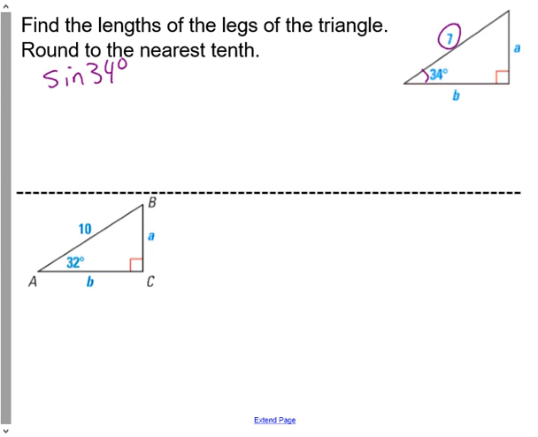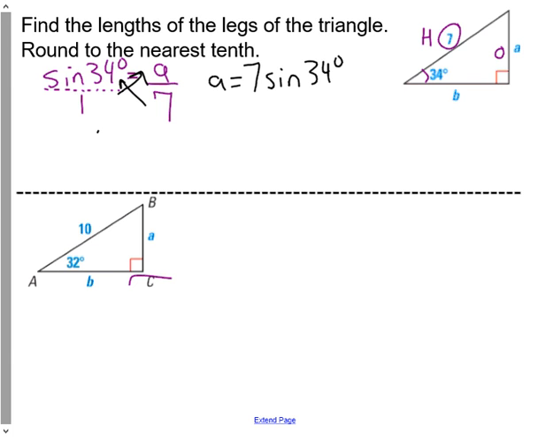Sine of 34 degrees would be opposite over hypotenuse, so that would give us a over 7, and we can solve. As a reminder, when we did this with tangent, I put sine of 34 degrees over 1, so we could use cross multiplying and dividing with proportion to solve. So 1a equals 7 times sine of 34 degrees. We'll find out what that is to the nearest tenth in a moment.